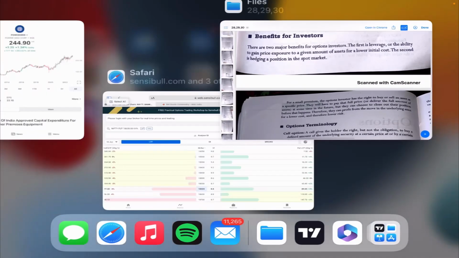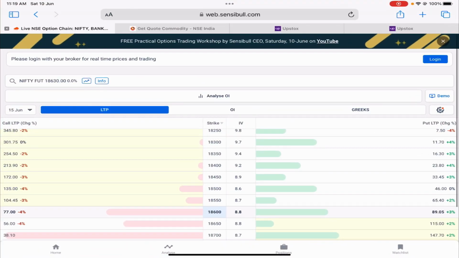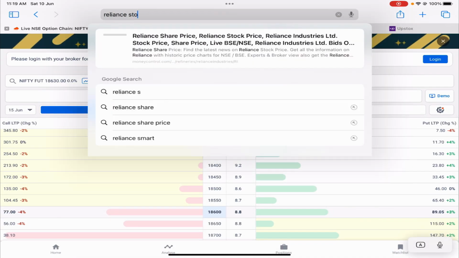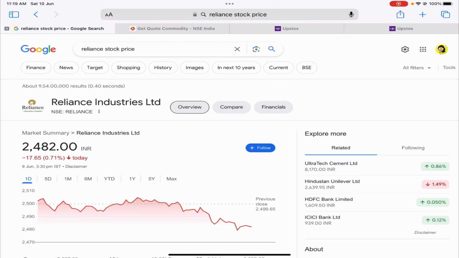So if I go on my, let's say, look at this. If I go on my Reliance stock price, one share is costing me 2,482 rupees. So if I want to buy 10 of them, what will be the price? If I want to buy 10 Reliance stocks, it's going to be 10 multiplied by 2482. My profit is going to be however much the 10 of them gain.